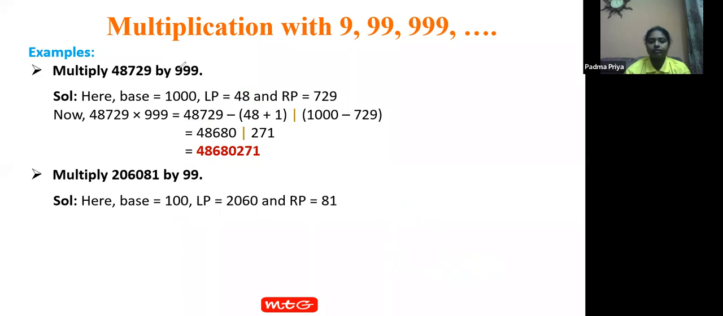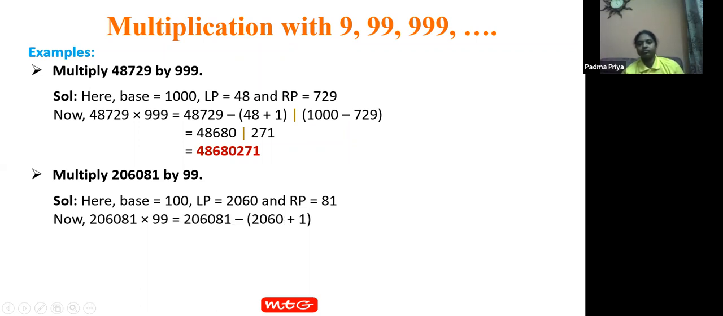Yes, Daksh. Tell me, what is your doubt? Daksh, you have any doubt? No, ma'am. Priyanshi, yes, speak out. Ma'am, I didn't understand what to do with the RP side. RP, we are subtracting from the base. Before, we used to subtract the multiplicand from the base. But now, we are subtracting RP from the base.